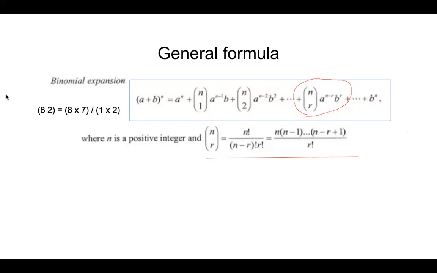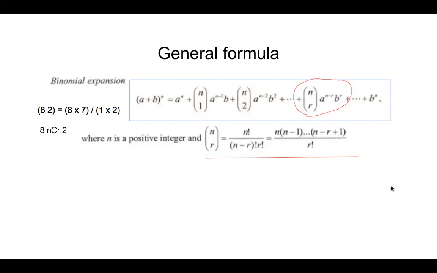In our calculator, you can actually use something like this. Key in the number 8, and then choose the button called the nCr button. Type 8, then find the nCr button. Because we're looking for the third term, we key in 2. That will give you the same calculation as what you see here with 8 times 7 over 1 times 2.